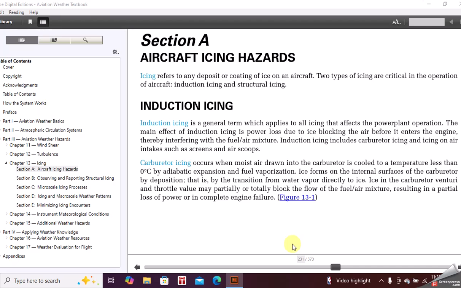So we're going to talk about various hazards this week. We go through aviation icing. We talk about things like low ceilings, visibilities, and lightning and all that. So we're covering 3 chapters this week. First one, we talk about icing.